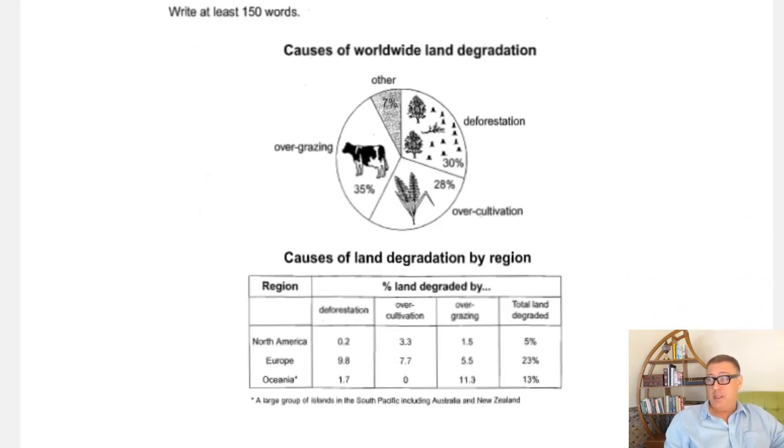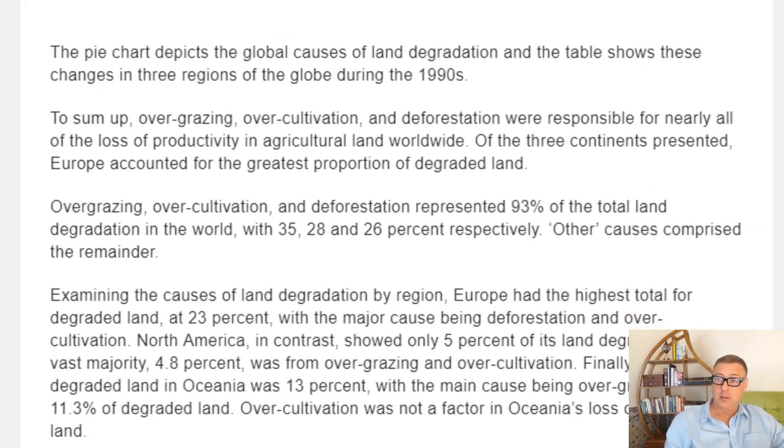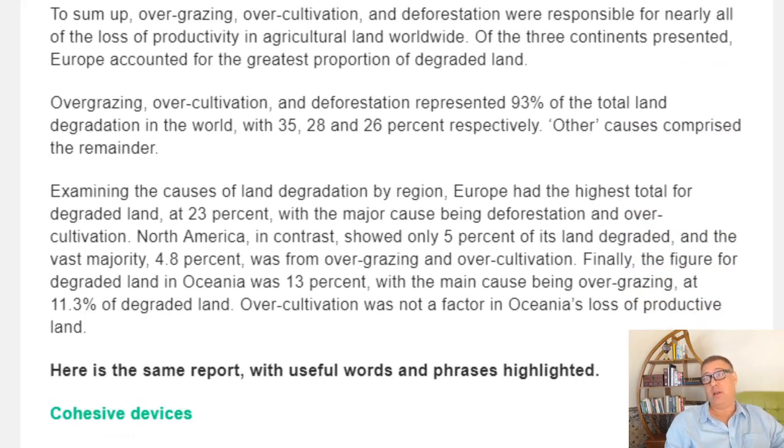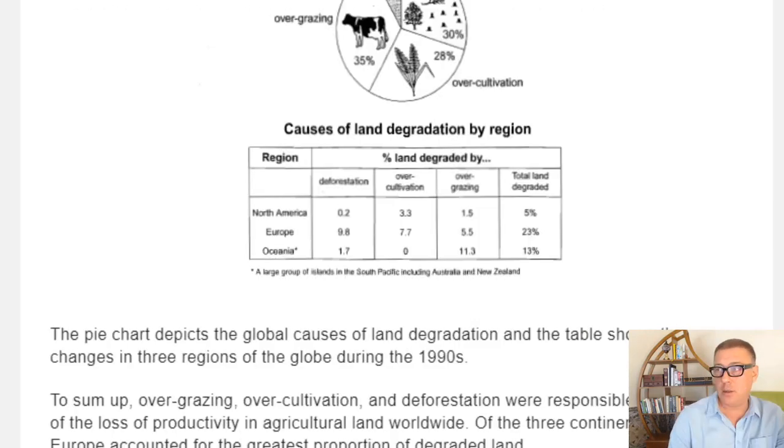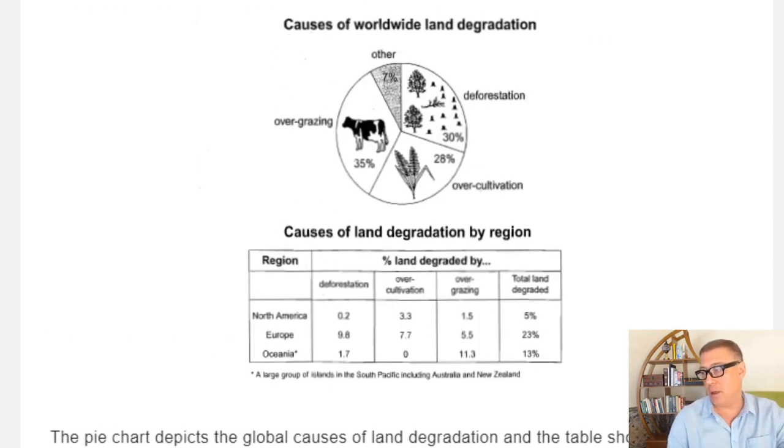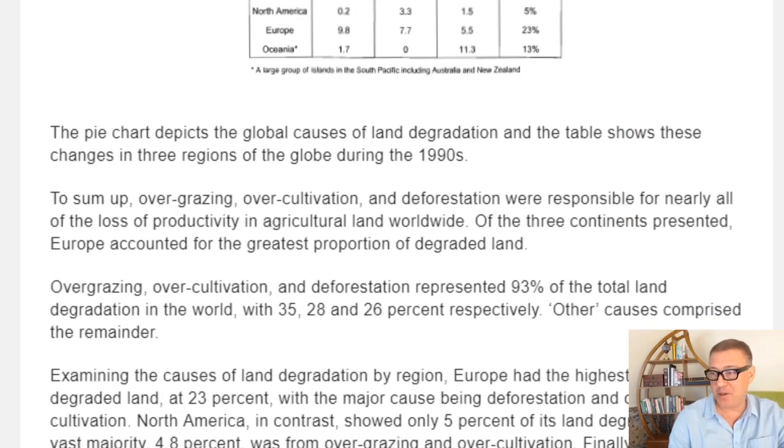How would I divide my details paragraph like the last one we just looked at? Again, 1 for the pie chart, 1 for the table. Now this one is going to be quite short because there's not very much information. Overgrazing, overcultivation, and deforestation represented 93% of the total land degradation of the world, with 35, 28, and 26% respectively. So if you're going to do what I have done, adding the numbers up, make sure you get your math correct.